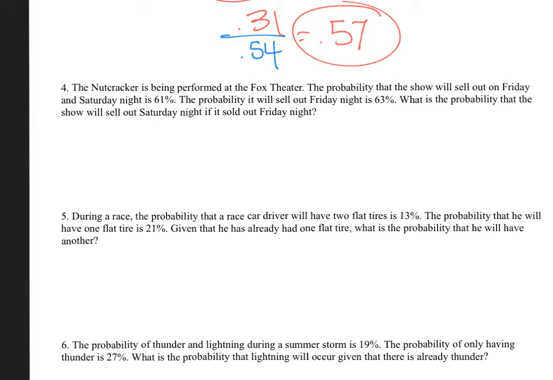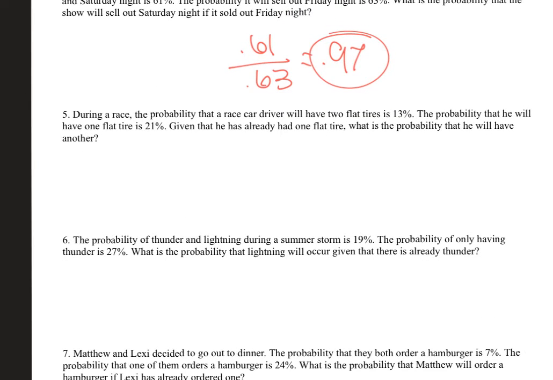Okay, number 4, so your and statement goes on the top. So 0.61 divided by 0.63, about 0.97. Your and statement on top, event B on the bottom. Same thing with number 5.